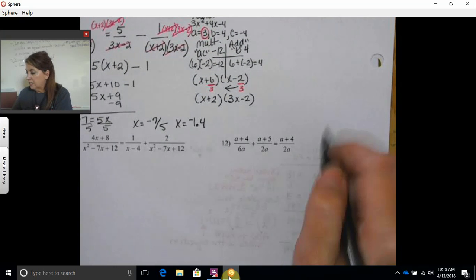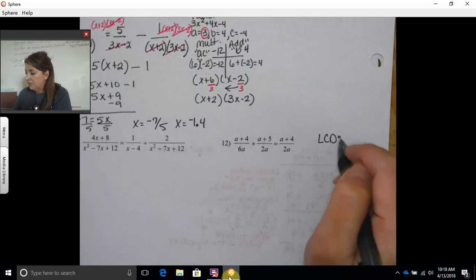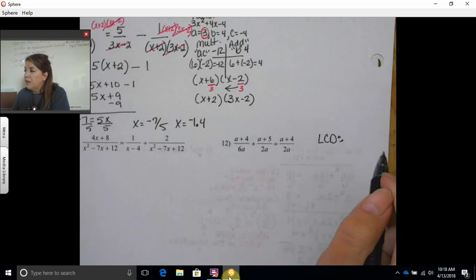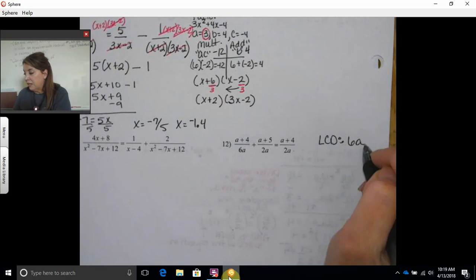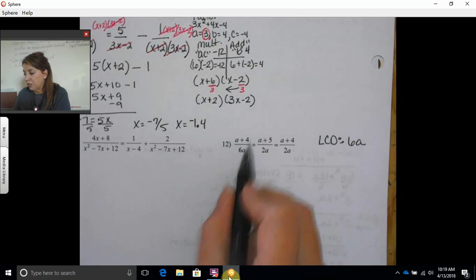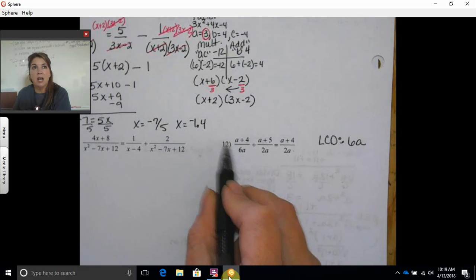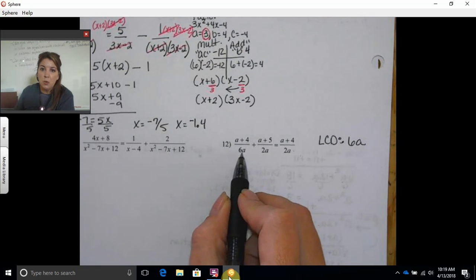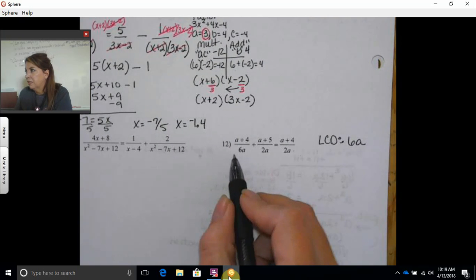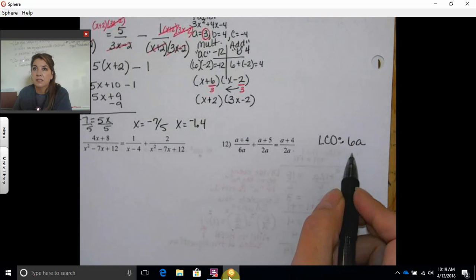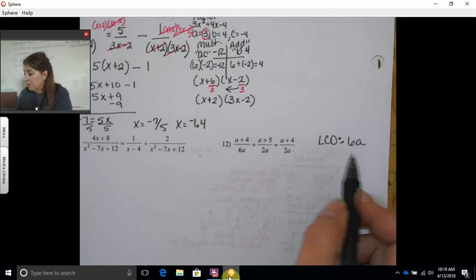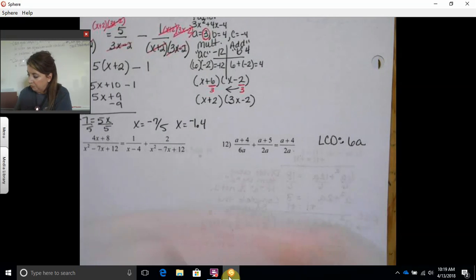So when you find the LCD, it's a little bit different, because if everything's just a monomial, you don't factor them out. What's the least common denominator going to be on number 12? 6a. Because think about it, if it was 2a, if I multiplied this first term by 2a, would my denominator cancel out? No, when I reduce it, I'd still have a 3 down there, right? So it's still 6. So I'm going to multiply every term by 6a.